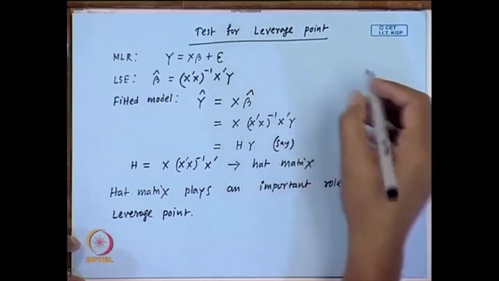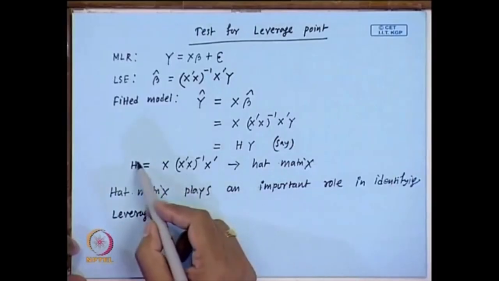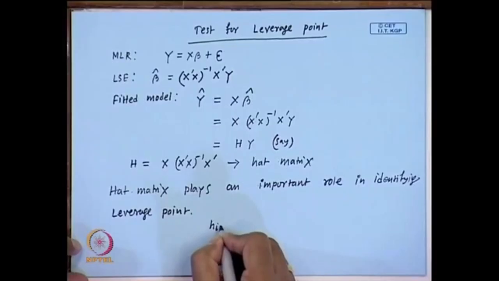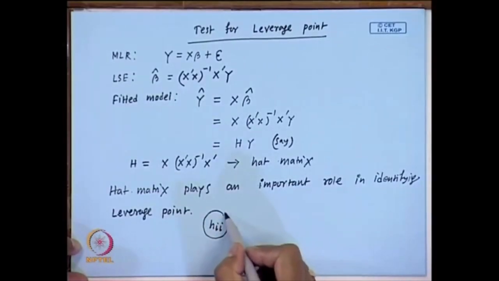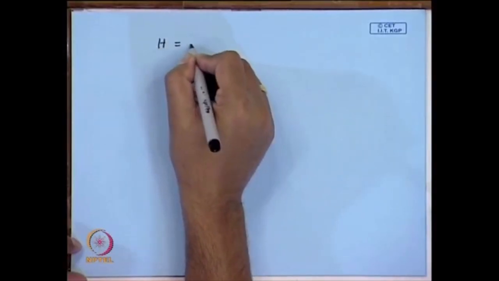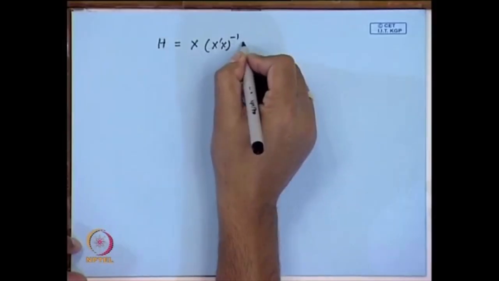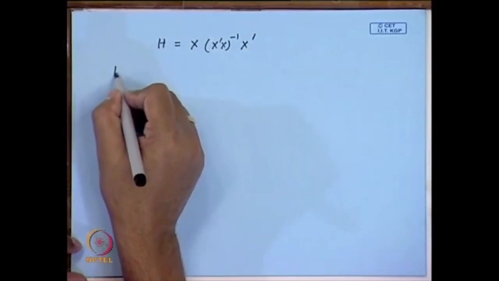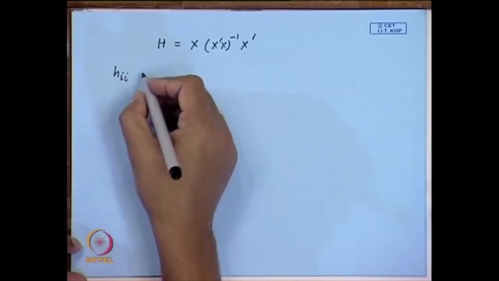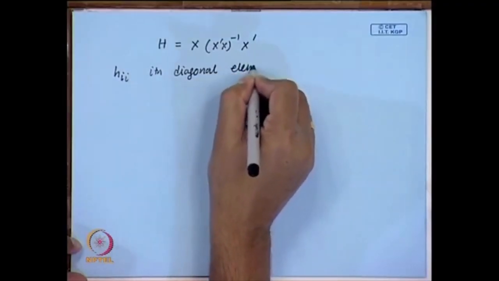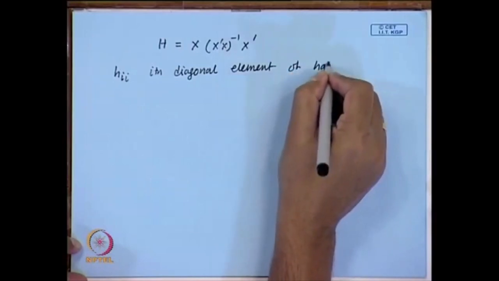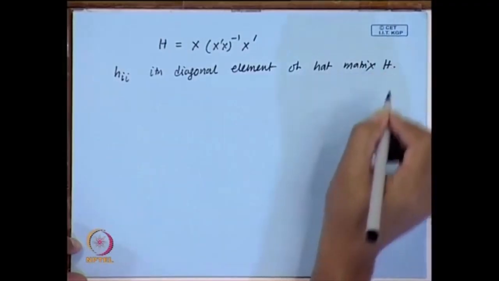So, in fact, the ith diagonal element of this hat matrix, that is HII, has an important role to check whether the ith observation is a leverage point or not. So, let me write what is this HII. So, H matrix is equal to X prime X inverse X prime. Then what is HII? HII is the ith diagonal element of hat matrix H. Okay.